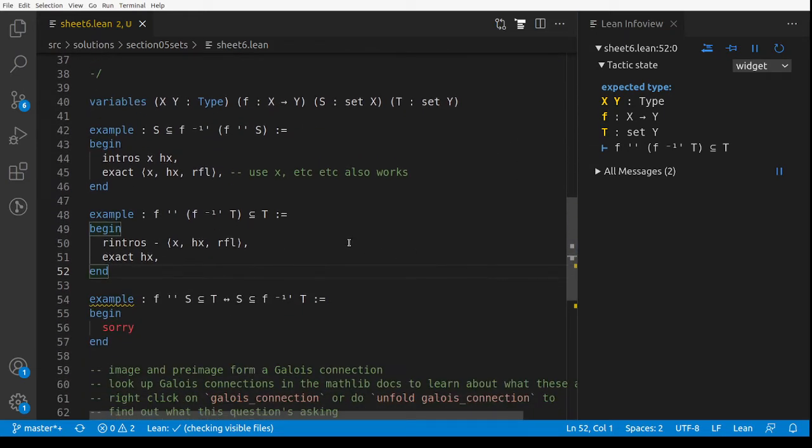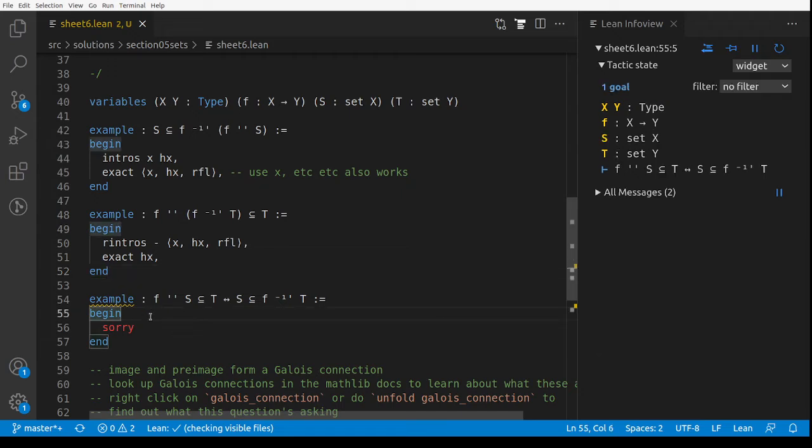And then this one here, yeah, this is that they form a Galois connection. So if you know anything about category theory, then what we're saying is that the pullback functor and the push forward functor are adjoint functors.